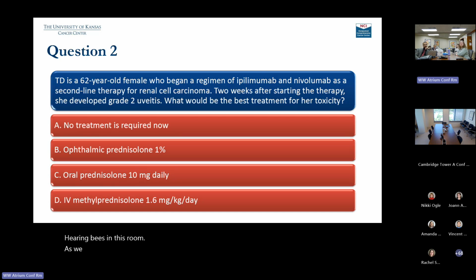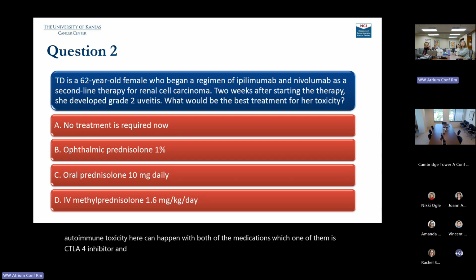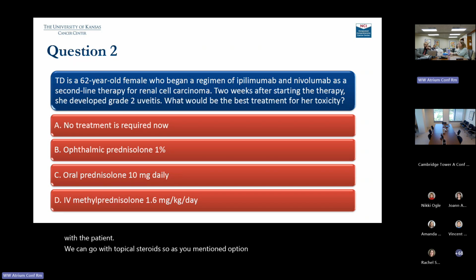As we can see, the patient is on a dual therapy of checkpoint inhibitors. Uveitis, which is an autoimmune toxicity here, can happen with both of the medications, one of which is a CTLA-4 inhibitor and the other is a PD-1 inhibitor. After discontinuing the medication, because uveitis is not grade 3, it is not refractory, and there is no concurrent autoimmune toxicity with the patient, we can go with topical steroids. So, option B is the correct one, ophthalmic prednisolone 1%.